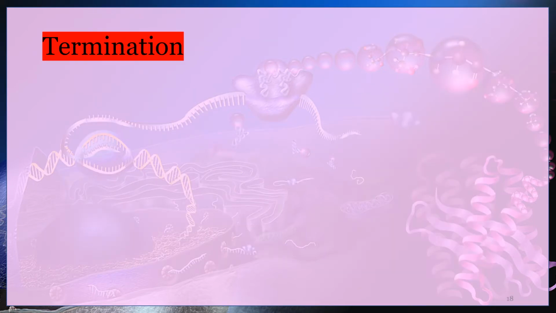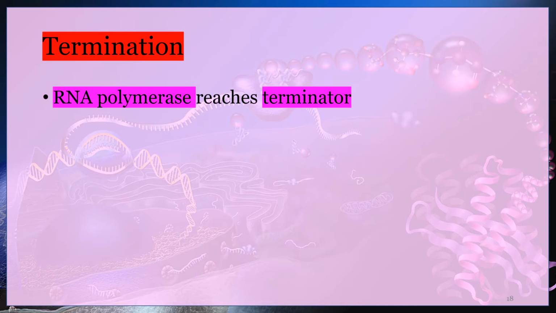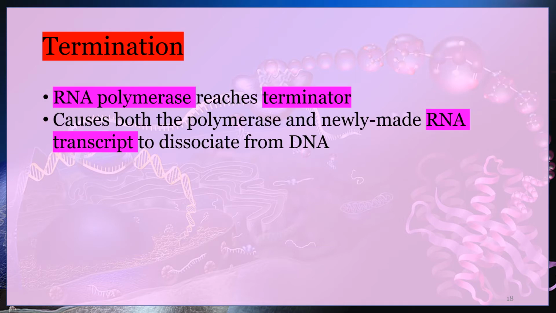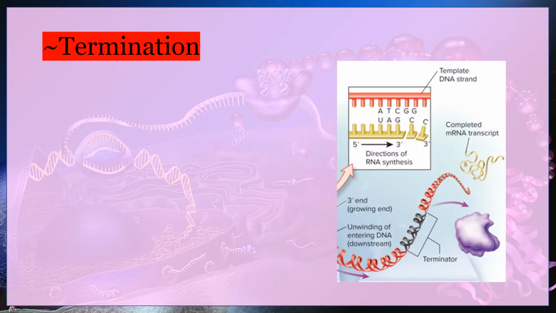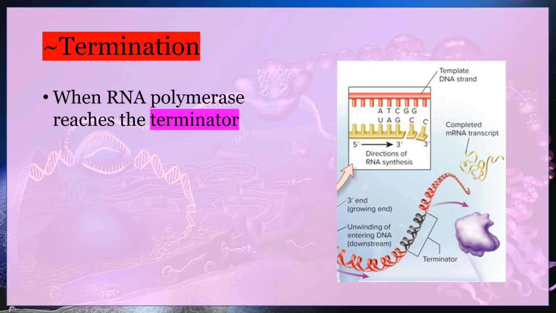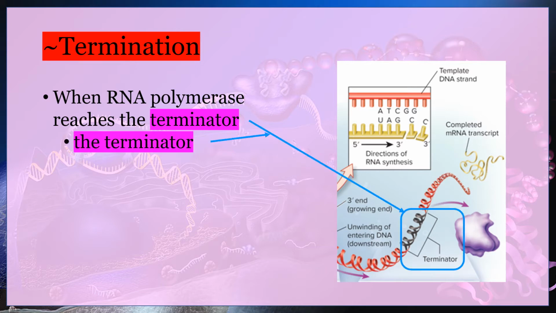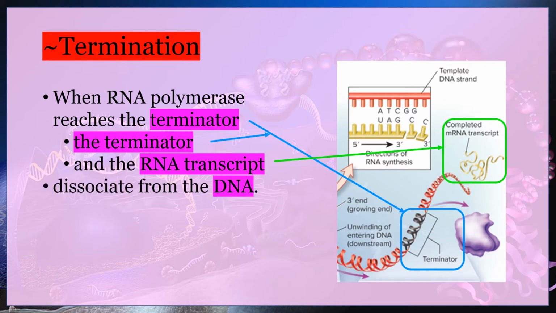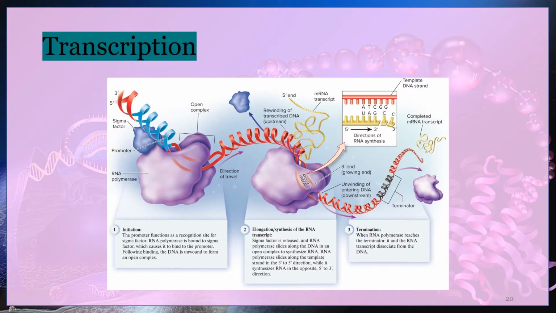We have termination. So RNA polymerase reaches the terminator. It causes both the polymerase and the newly made RNA transcript to dissociate from that DNA. So when the RNA polymerase reaches that terminator, the RNA transcript dissociates or leaves the DNA. That's the whole process in one diagram.